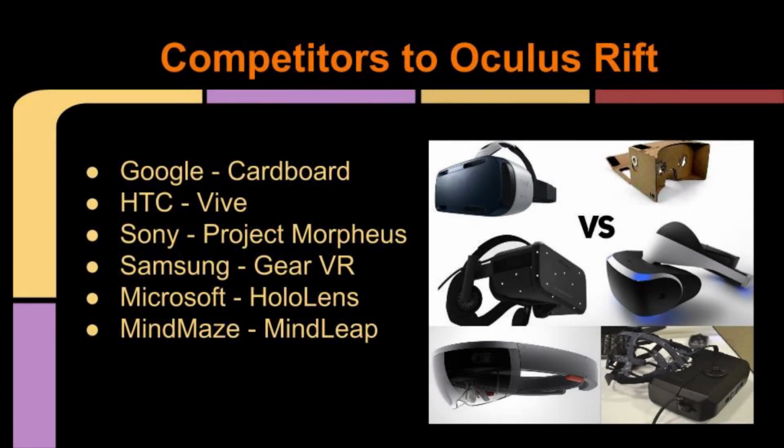The Oculus Rift isn't the only company that is currently building or producing these displays. Now, with the resurgence of popularity in this particular medium, Google has produced their own version, which is kind of the low end and meant for large markets, called Google Cardboard. Along with that, we have HTC and its version called Vive. Sony's also gotten into the game with Project Morpheus, Samsung with Gear VR, Microsoft, not to be outdone, with HoloLens, and another new one to the scene is called Mind Maze by MindLeap.